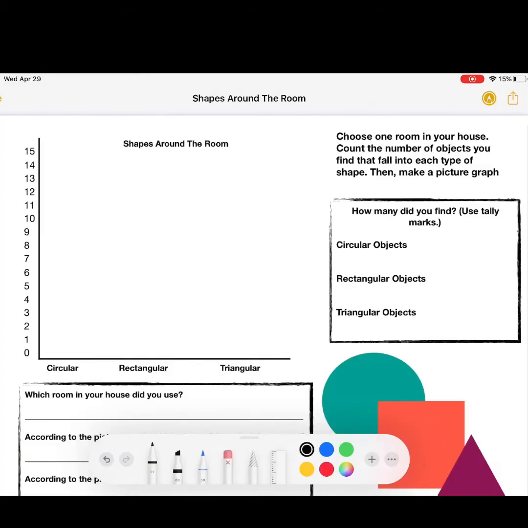Once you've found your objects, you're going to keep a tally mark of them in the box. So I found 10 circular objects, so I'm going to make 10 tally marks. And I found 7 triangular objects, so I'm going to make 7 tally marks. And I found 12 rectangular objects, so I'm going to make 12 tally marks.